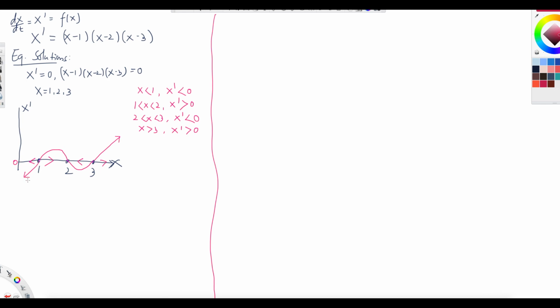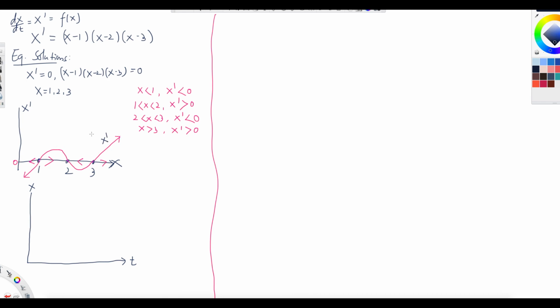Okay, now based on this, what we want to do next is draw the graph of x versus t, which will be the exact solution. So this is x, and this is t. What we just mentioned is 1, 2 and 3 are the equilibrium solutions. What does that mean? That means x prime equals 0 at 1, 2 and 3. This is the graph of x prime.